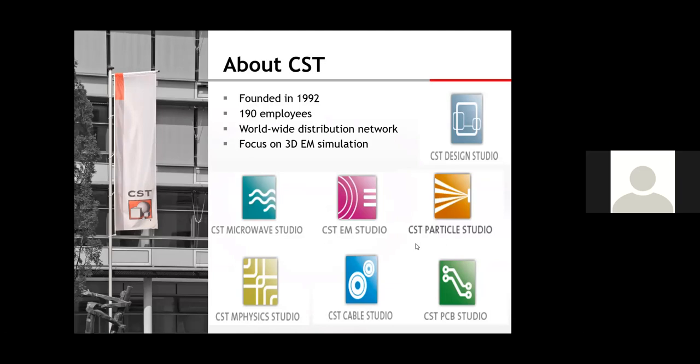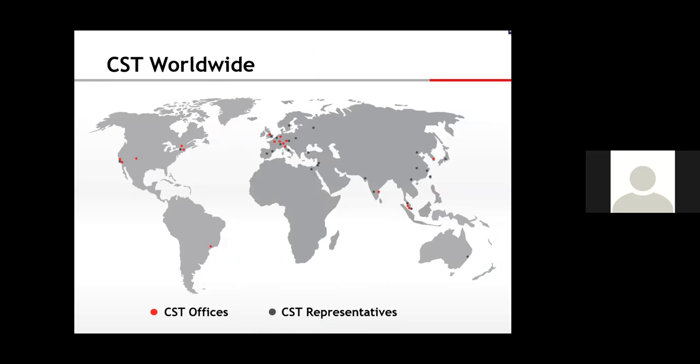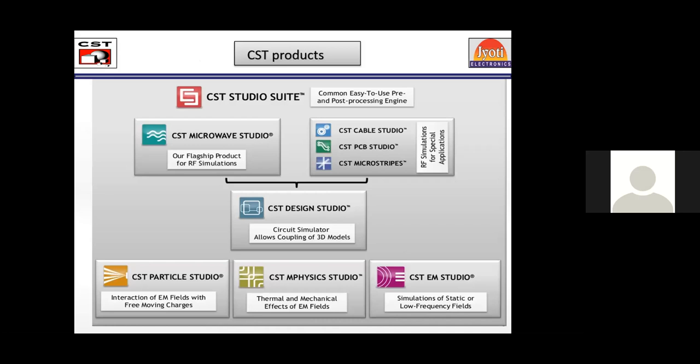So the CST product is a combination of one flagship product, which is CST Microwave Studio. Along with it, other tools are available: CST Cable Studio, CST PCB Studio, and Microstrip. If you have two models, you can combine these two models, or any n number of models, in CST Design Studio, a CST simulator that allows coupling of 3D models. So you can have one model, two models, make a connection between them, and then simulate it. Other than this, we have CST Particle Studio and Physical EM Studio.